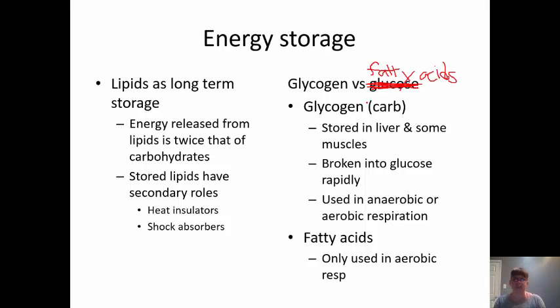All right, so glycogen as an energy storage, remember that glycogen is a carbohydrate. We store glycogen in both the liver and some of our muscles. It can be broken down into glucose rapidly, and the key with glycogen is it can be used in anaerobic and aerobic respiration. Fatty acids, on the other hand, although we get more energy when we do break them down, can only be used in aerobic respiration. So we can't get to them as fast as we can with the glycogen.